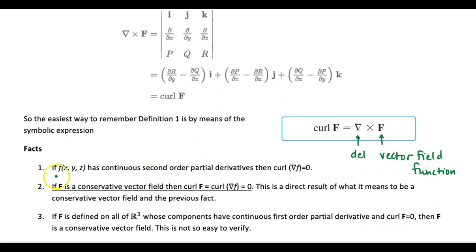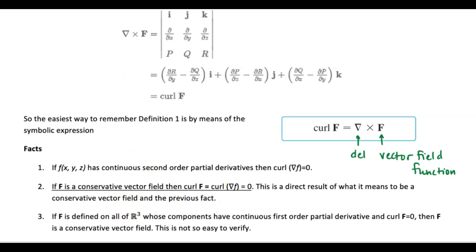So a few things to note here is that if lowercase f of x, y, and z has continuous second order partial derivatives, then the curl of del f is equal to 0. This leads us to the conclusion that if F is a conservative vector field, then the curl of F is equal to the curl of del f, which is equal to 0.